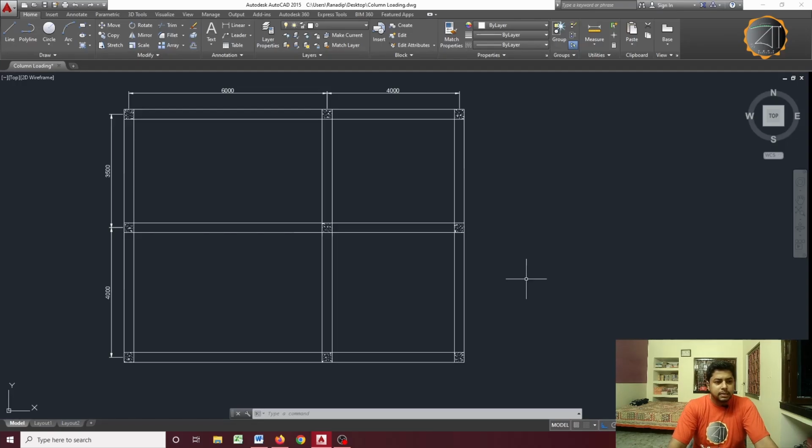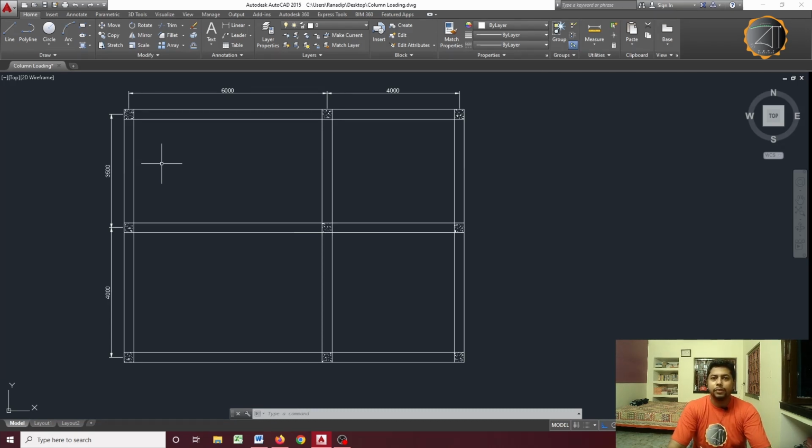Okay, let us consider a frame structure like this, which is composed of 9 columns, where center to center distances are 6 meter and 4 meter from left to right, and from top to bottom it is 3.5 meter and 4 meter. So, how to calculate the loads for designing a column?